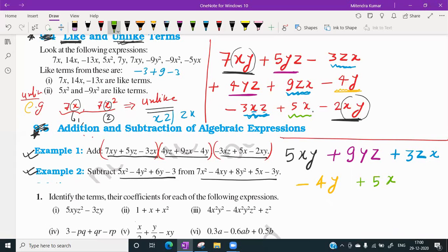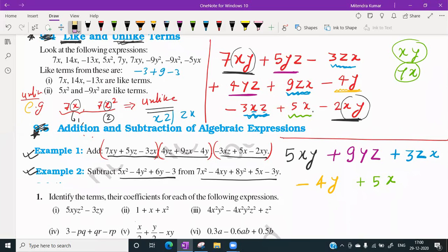5xy plus 9yz plus 3zx or xz. You can write xy or yx, both are the same, both are the like terms. क्योंकि xz और y में कोई डिफरेंस नहीं है. अंडरस्टूड एवरीवन? सबको आ रहा है समझ में? Yes, sir.